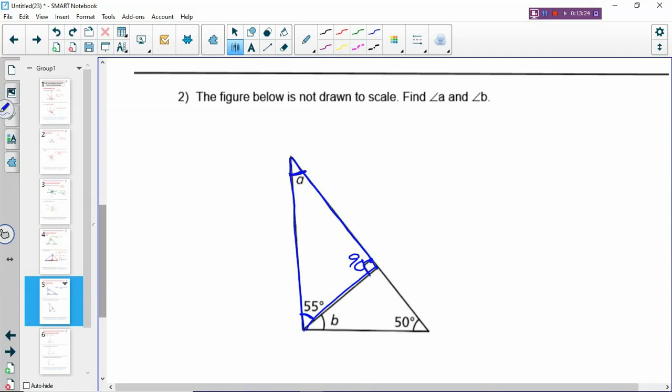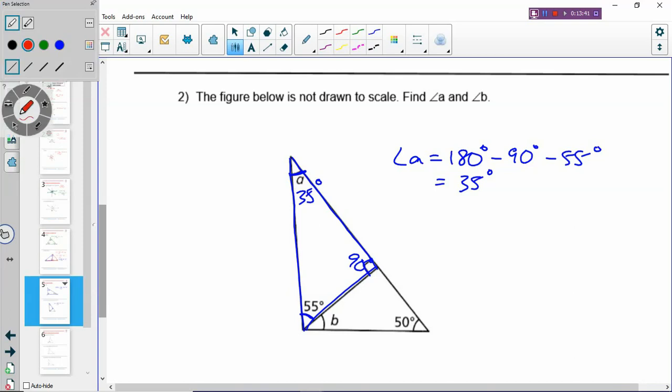So can you find angle A? Yes. Angle A is equal to the sum of angles in the triangle minus 90 and minus 55, and you will get 35 degrees. So angle A is 35 degrees. Okay, where is the other triangle? Well, the other triangle is over here. There's another right angle triangle.